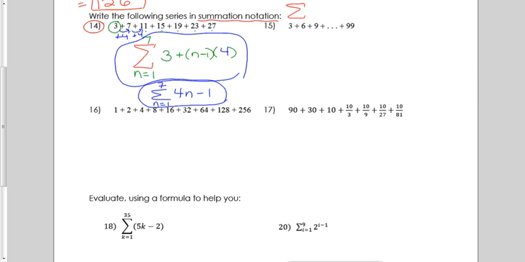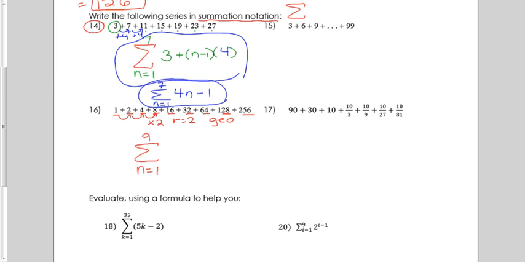To do number 16, I would look each time and say, well, I'm multiplying by 2 every time, so that means that this is a geometric with r equals 2. So again, I'm going to go into sigma. I'm going to start with 1, and I need to count how many terms I have. 1, 2, 3, 4, 5, 6, 7, 8, 9 terms.